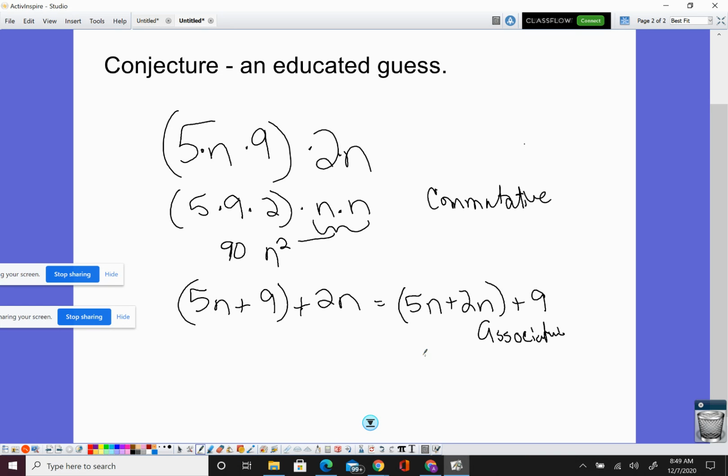Would that be 7n to the second power? Or would that just be 7n? It's just going to be 7n, because when you're adding like terms together, they have to be the same. We have to both have an n on it, and they stay the same. The only thing that gets added together is the number in front. If you think about the apples, I have 5 apples and I add 2 apples to it. I don't have 7 apples squared. I just have 7 apples. And then I have the plus 9 at the end.